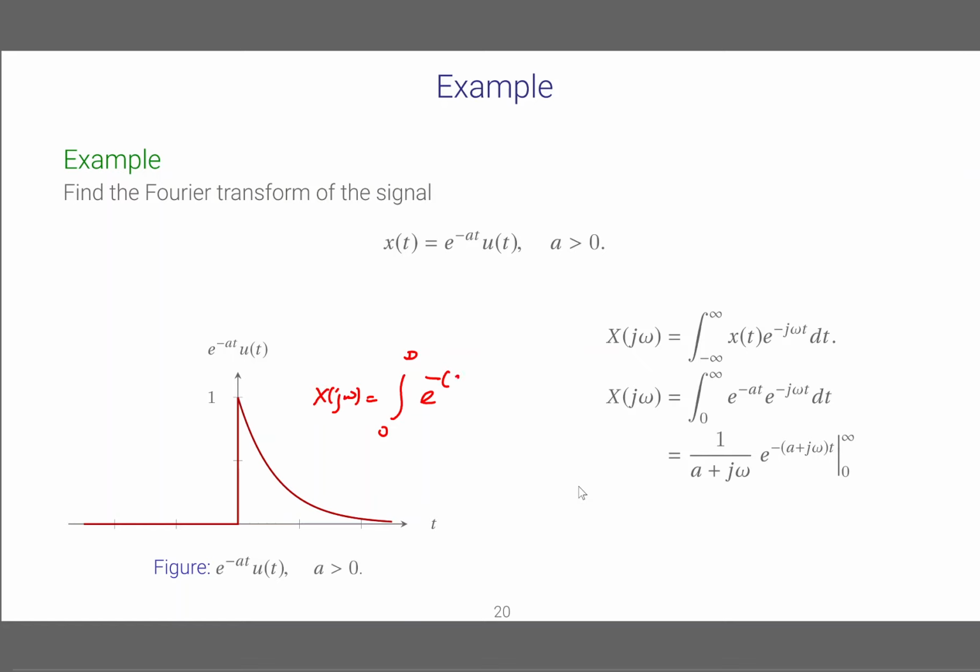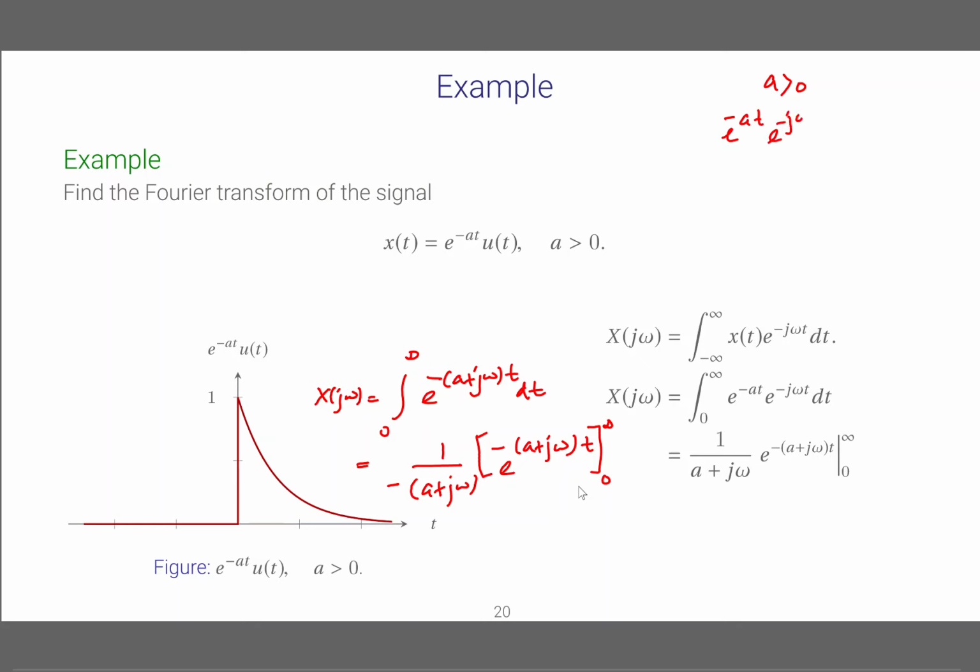e to the power of minus (a plus jω)t dt. Therefore we get 1 over minus (a plus jω) times e to the power of minus (a plus jω)t, and we must apply the limits 0 to infinity. When you put infinity into this term, we know that a is greater than 0, so we have e to the power of minus at times e to the power of minus jωt.